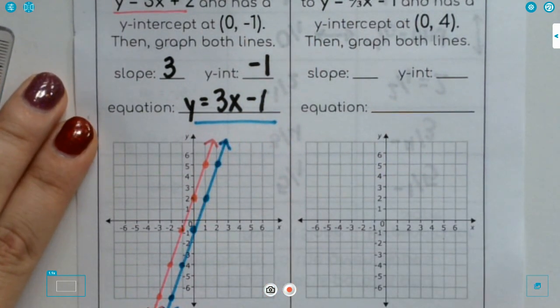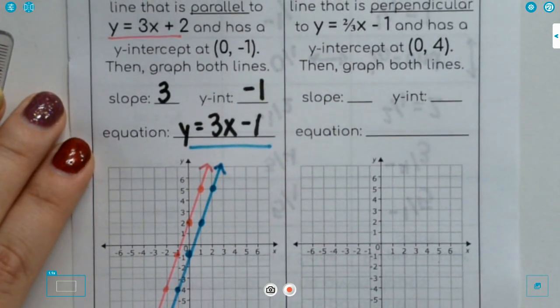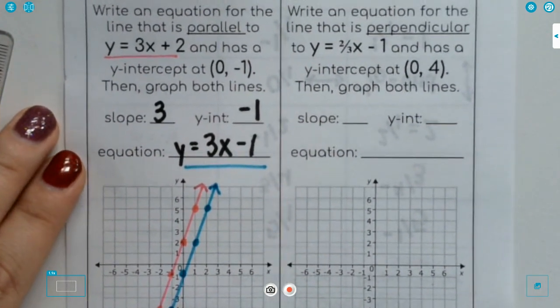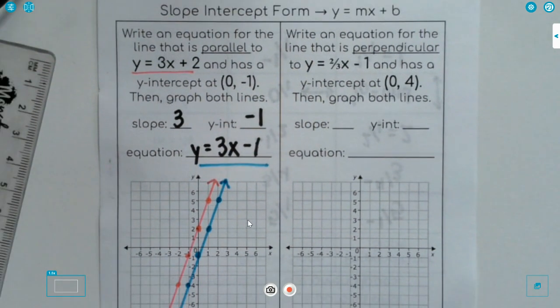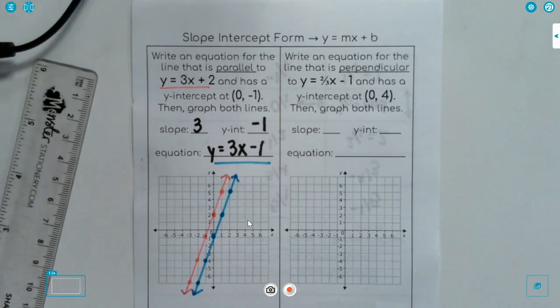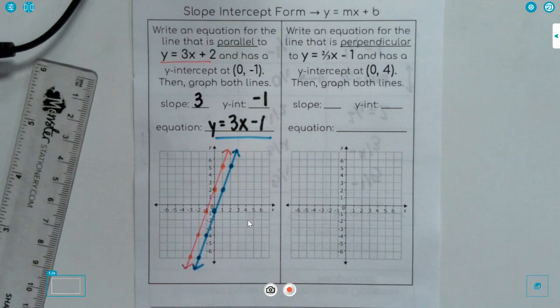So these two lines are parallel. They have the same slope. They never cross each other, and they never will cross each other, even if our graph was way, way bigger. Any questions about that example?